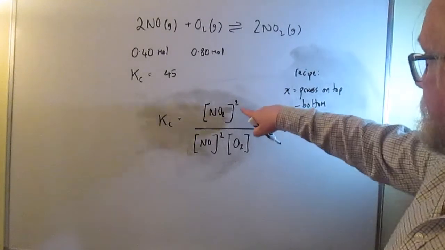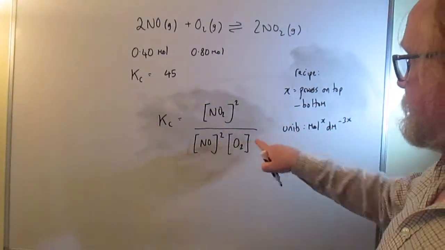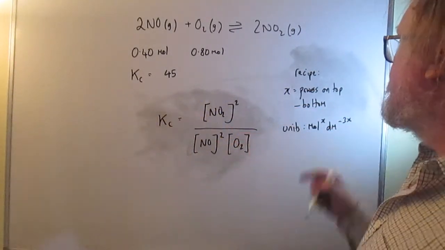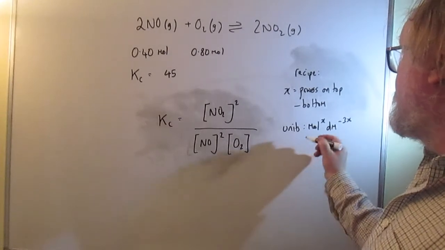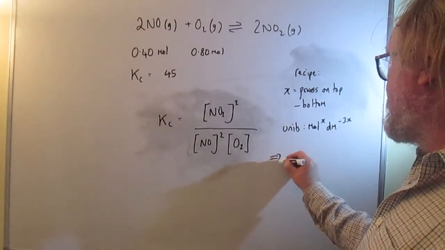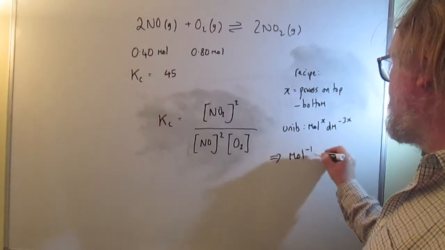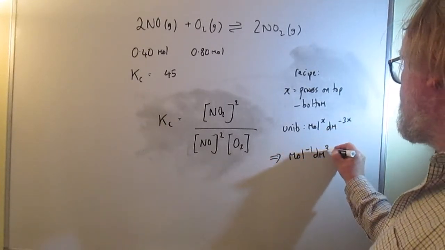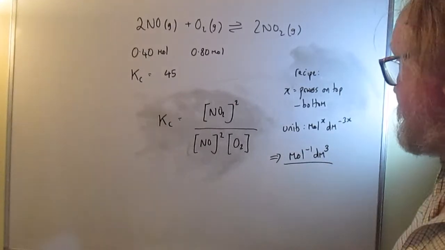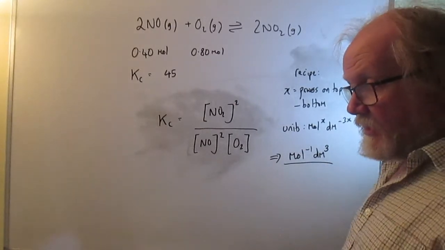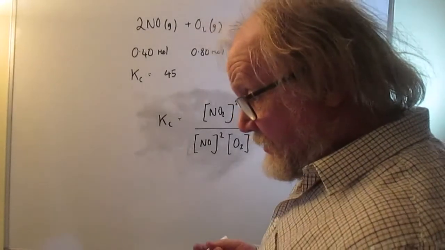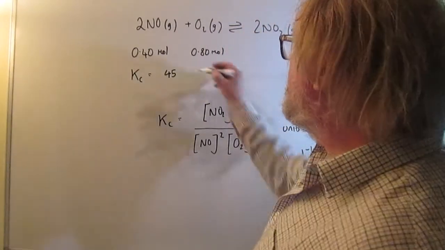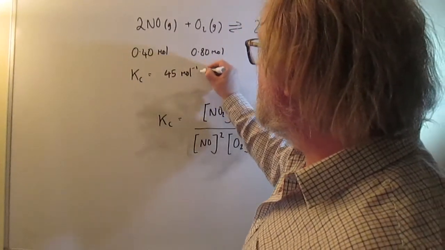So in this case we've got 2 on the top, 2 plus 1 is 3 on the bottom, so 2 minus 3 is minus 1. So it's going to be moles to the minus 1. dm to the minus 1 times minus 3 is plus 3. So moles to the minus 1 dm cubed. So then we have to use this information.